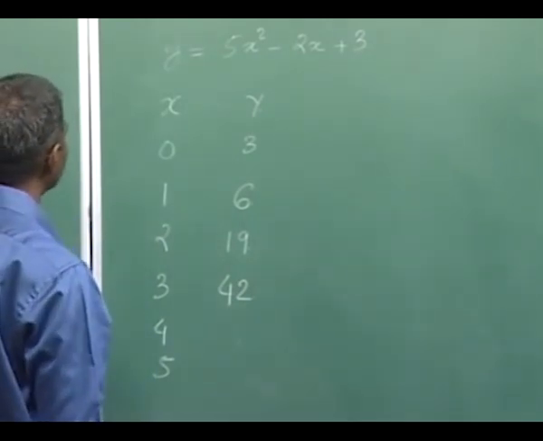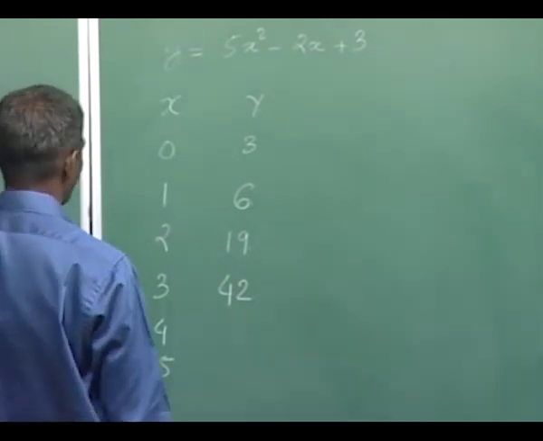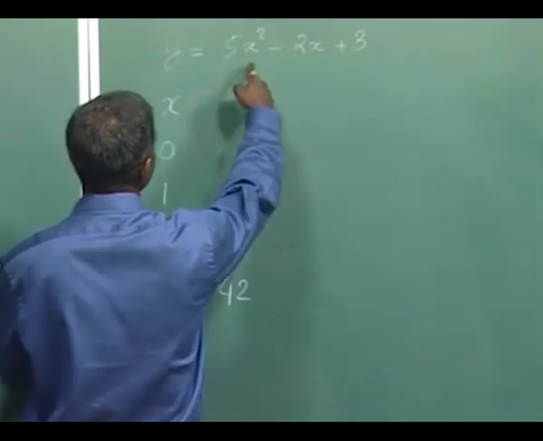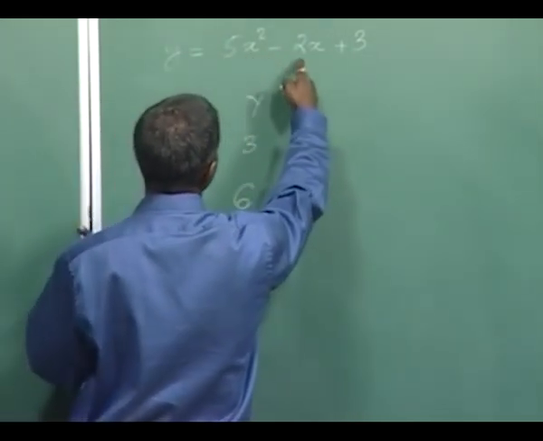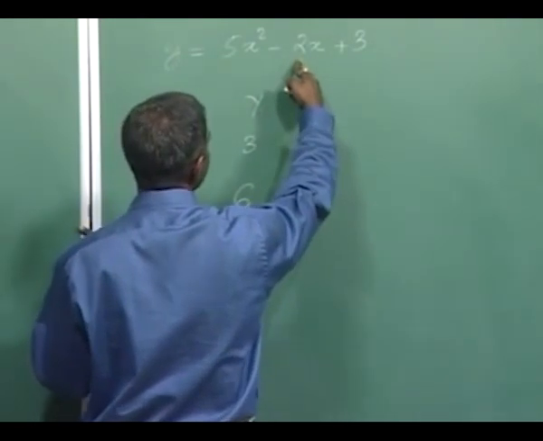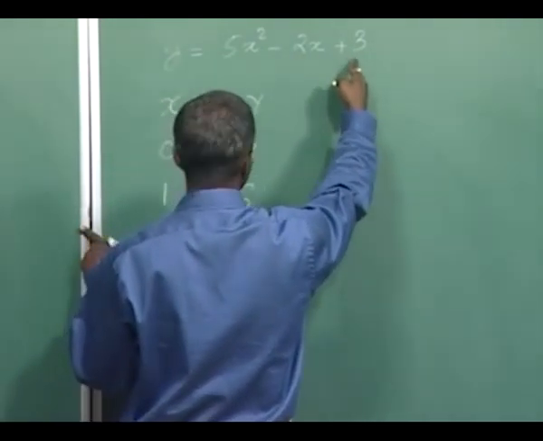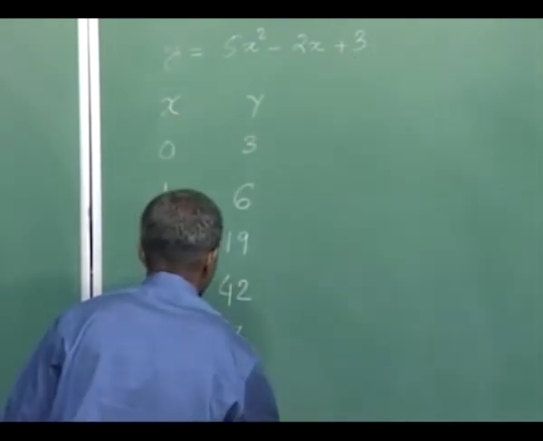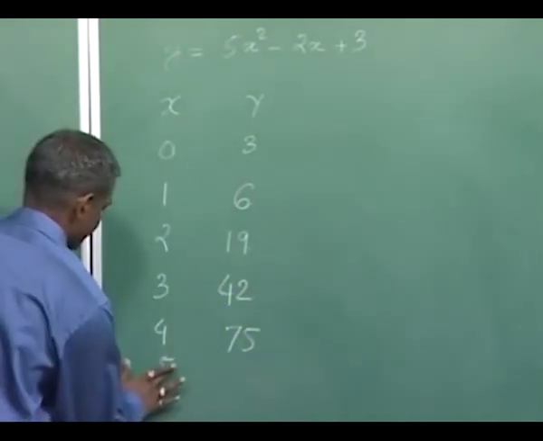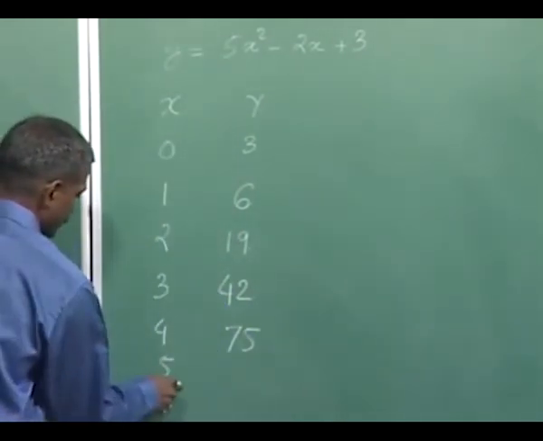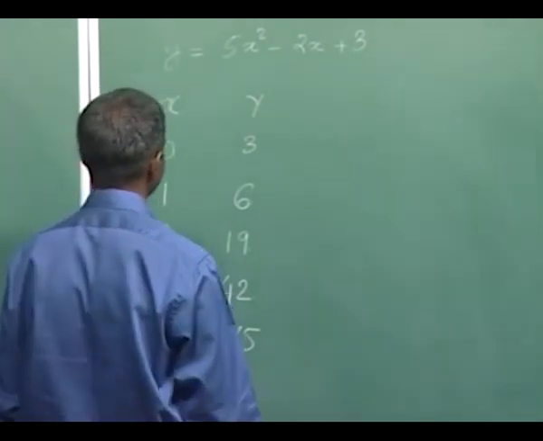Looks like I'm going to be testing my mathematics here. For x equals 4, 16 times 5 is 80. 80 minus 8 is 72, plus 3, 75. Let's stop here. Let me consider this if I need to later.